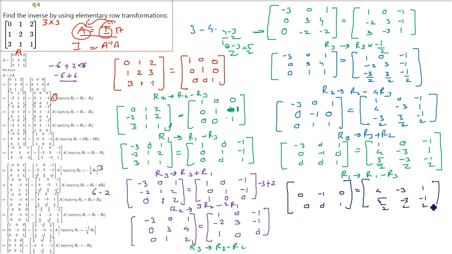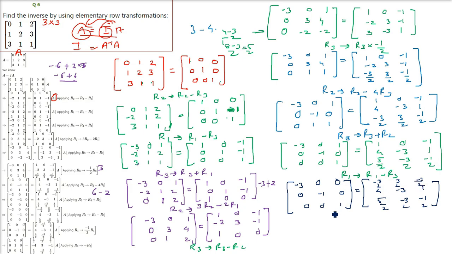Row 1 minus row 3 we will do. So row 1: minus 3 minus 0, it's going to be minus 3 only. 0 minus 1 minus 1 is 0. And 1 minus 1, again we got a 0. Right? So 1 minus 1 is 0, 0 minus 0 is 0, minus 3 minus 0 is of course minus 3. Same thing here on the right hand side also, row 1 minus row 3. So I am just writing it directly. It's going to be minus 3 by 2, 3 by 2, and it's going to be minus 3 by 2.